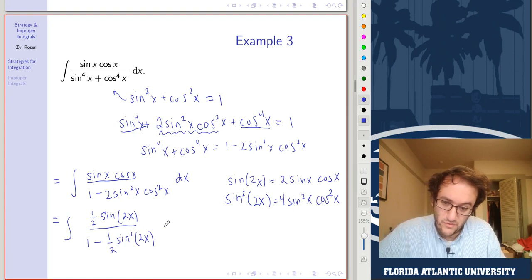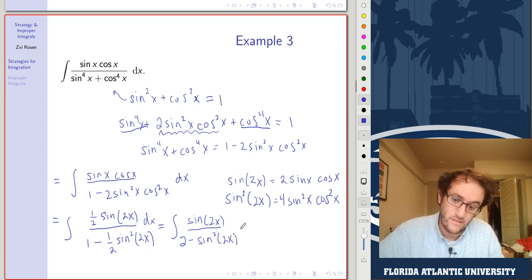Okay, simplifying the fractions, we get the integral of sine of 2x divided by, and now we've distributed the 2, 2 minus sine squared of 2x dx.